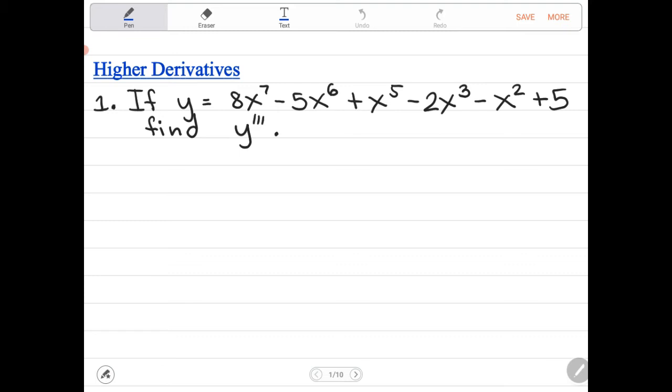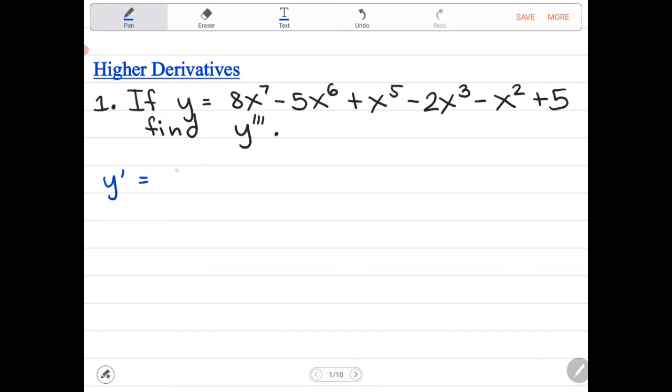Number 1, if y is equal to 8x raised to 7 minus 5x raised to 6 plus x raised to 5 minus 2x cubed minus x squared plus 5, find the third derivative of y. So as you can see, we have three symbols of derivative. Okay? So how are we going to do that? So first of all, we are going to get the first derivative. So what will be the first derivative? Y prime is equal to, so we are going to get the first derivative.